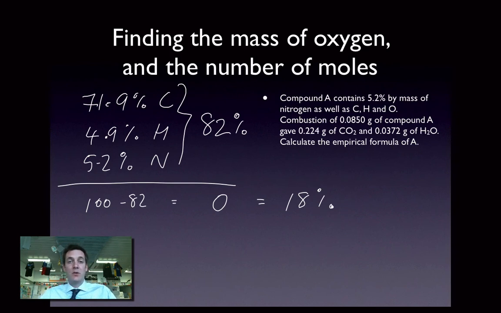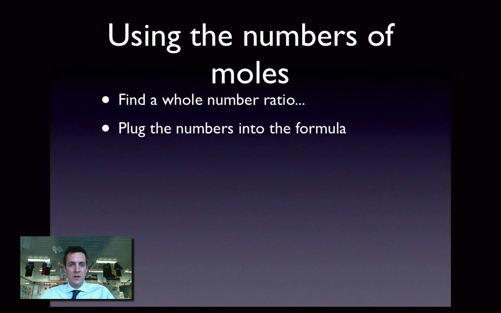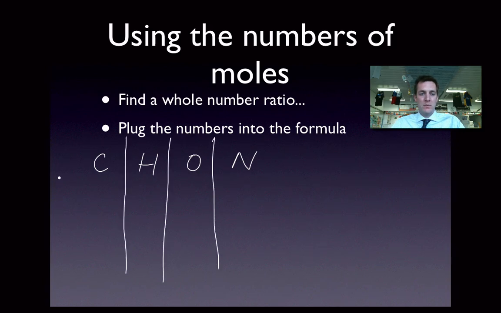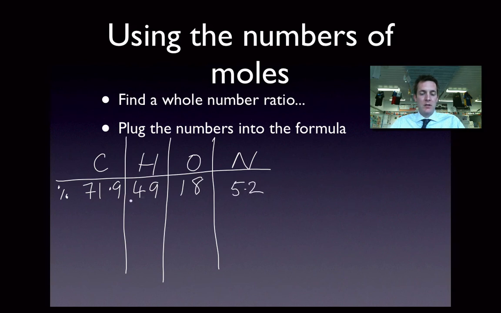Okay, so we now know the percentage of all four elements, and we can do the top row of our table, which is great because we're nearly there. We've nearly got the formula. Okay, so now we can go to our table, and we've got carbon, hydrogen, oxygen, and nitrogen. Okay, and we know the percentages, so I'll put the percentages in the top row. Okay, here we go. 71.9% for carbon, 4.9 for hydrogen, it was 18 for oxygen, and 5.2 nitrogen. Okay, it doesn't matter what order I do them in, but important that I know which one relates to which number.